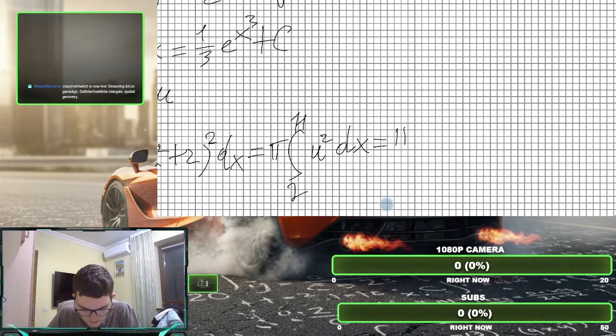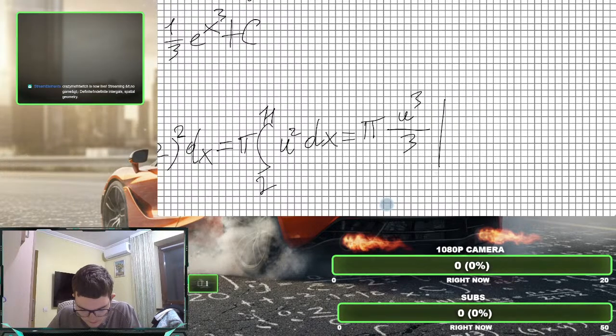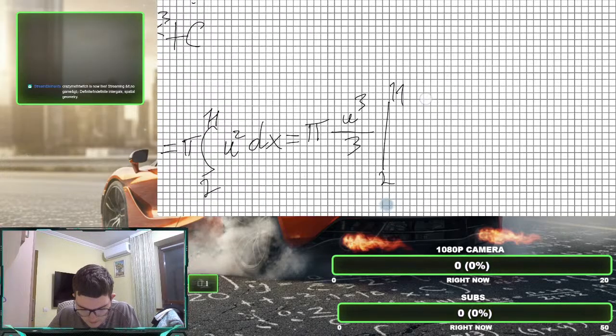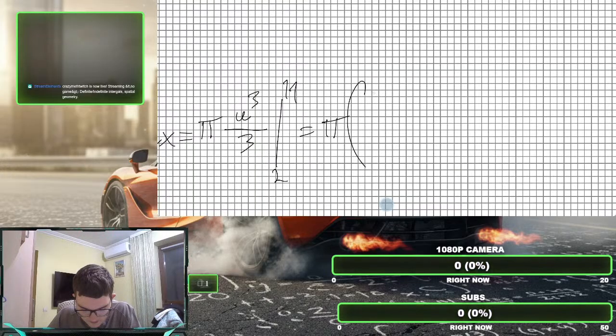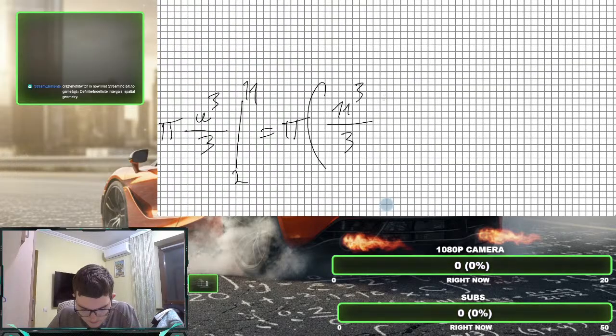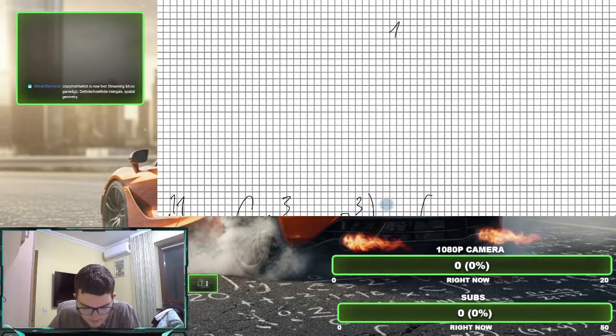So now I just do this. u to the third power over 3, from 2 to 11. So pi, parentheses, 11 to the third power divided by 3 minus 2 to the third power divided by 3. So what is this number? 11 to the third power. How am I supposed to do this? I mean, I can do this, but it's pretty hard. Maybe I did something wrong, because it's not that often that I get something like this.